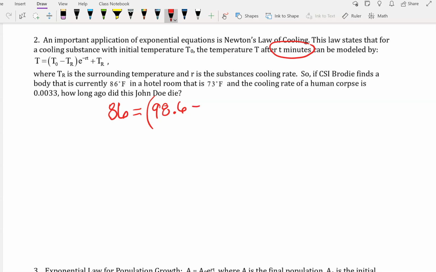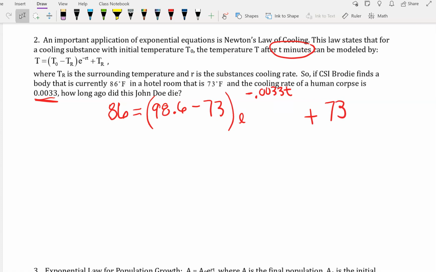Minus T sub R. So T sub R is the surrounding room temperature. So that was 73 degrees. Times e to the negative RT. So the rate is, they gave us here, 0.0033. T we don't know yet. Plus T sub R again is 73.